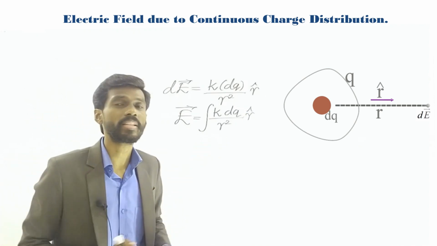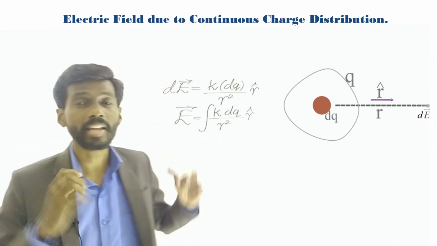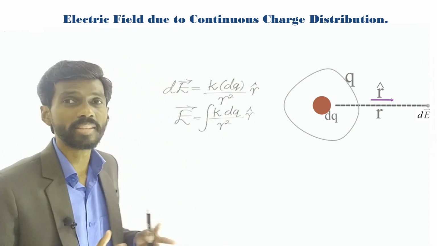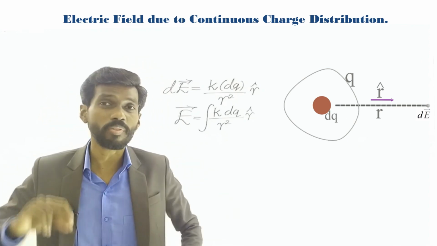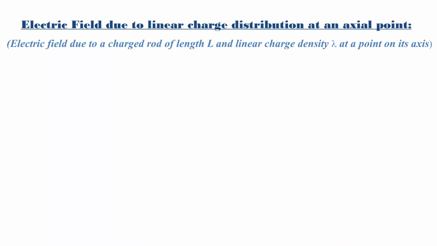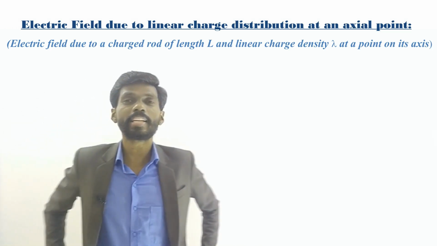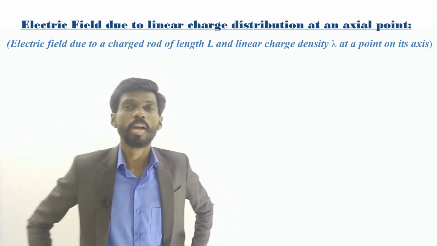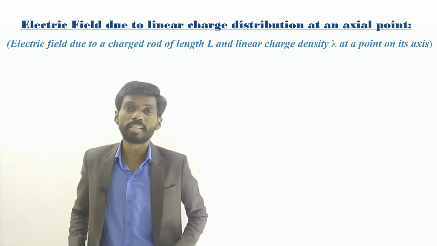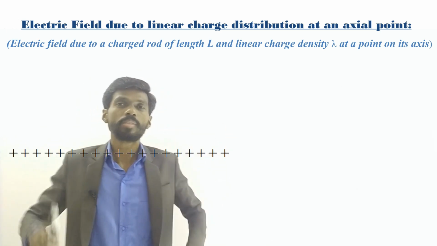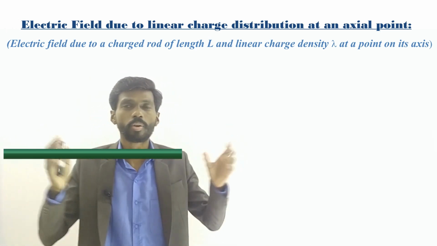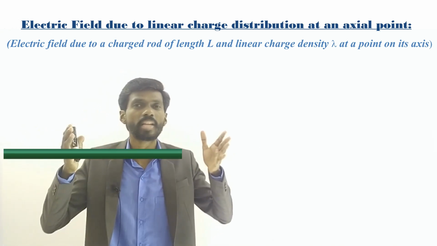Okay, so this is the method we are going to use to find the electric field due to objects of various sizes and shapes. Alright, so now the first one here is, we first find the electric field due to a linear charge distribution. What is linear charge distribution? The charges are distributed along a straight line. For convenience, we call it a rod. So rod means a straight line, a linear charge distribution.